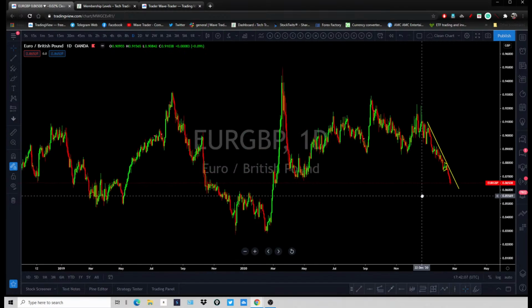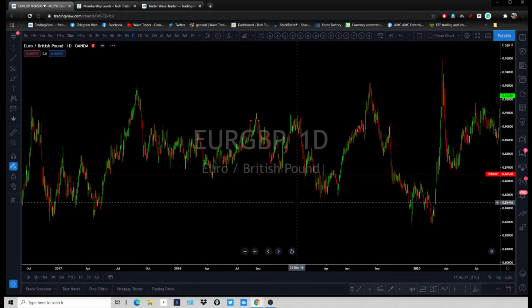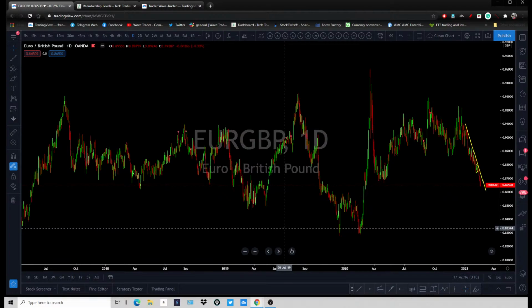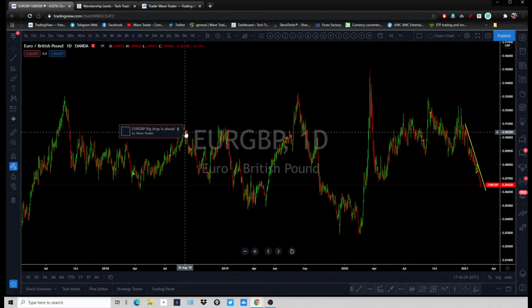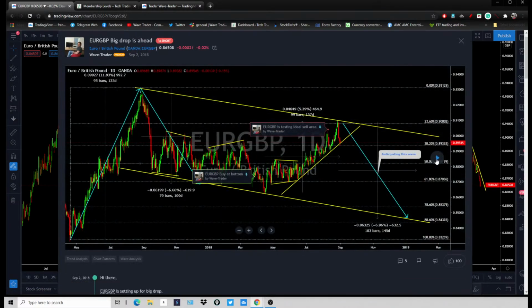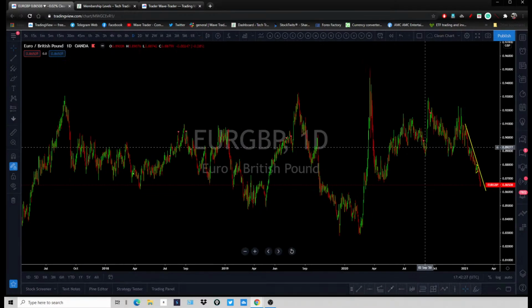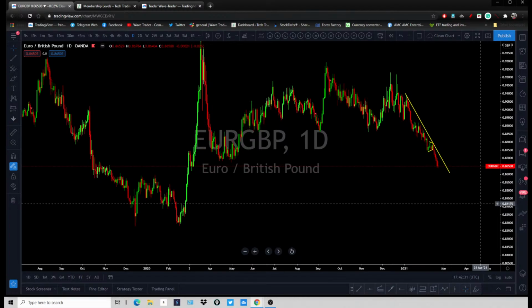Okay, so we have seen previously this pair has done this many times. The way it is doing right now, yeah, it can keep correcting all the way back to these lows slowly, the way it is doing right now. We have seen this price action before, keep dragging lower slowly. So it is doing the same again. There is no buy opportunity as long as price keeps correcting.